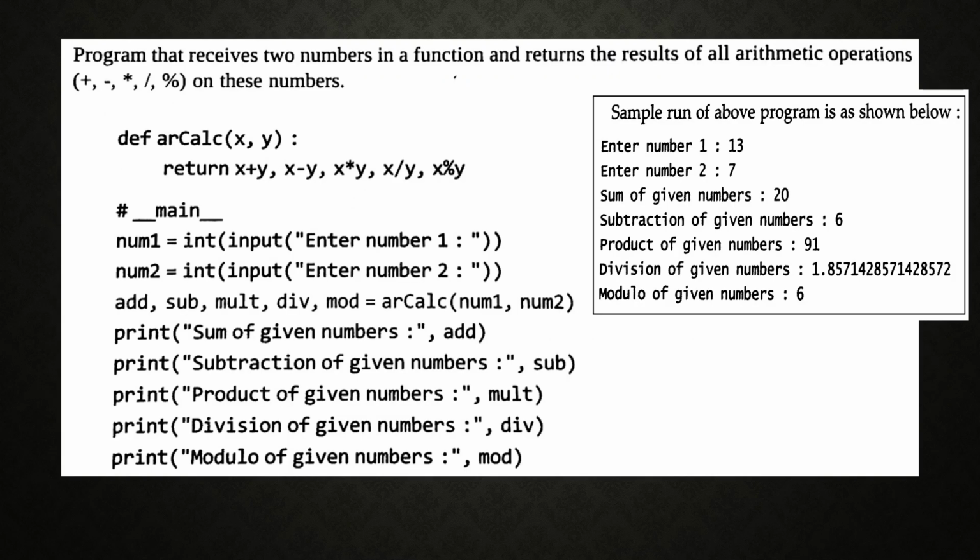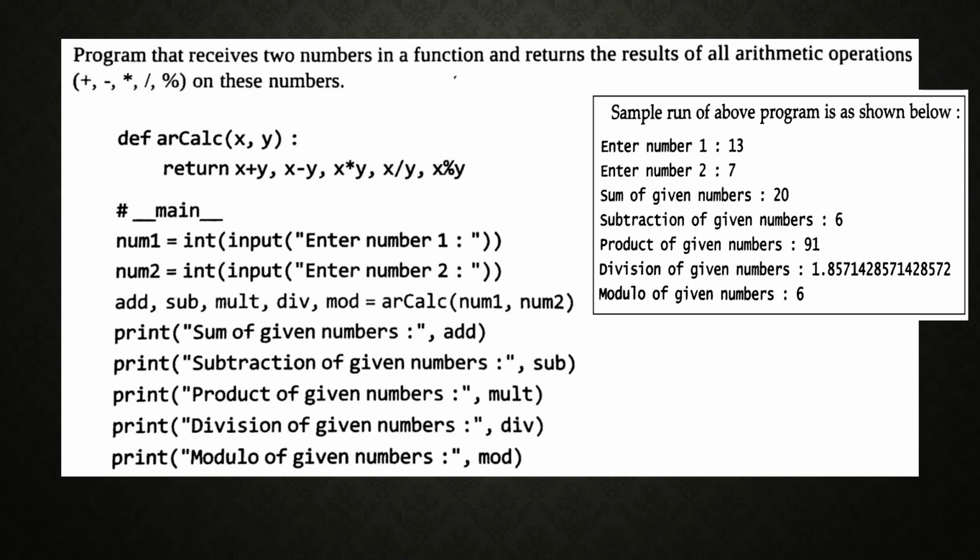And here is a program that receives two numbers in a function and returns the results of all arithmetic operations. So in a single statement we can return all arithmetic operations. Here def indicates the function definition, arithmetic calculation x comma y, return x plus y, that is to perform the addition, x minus y subtraction, x star y multiplication, that is to get the product, x divided by y, that is to perform the division operation. So it will return the quotient, x percentage y returns the modulus.